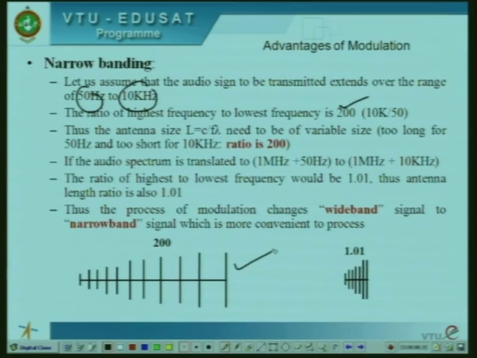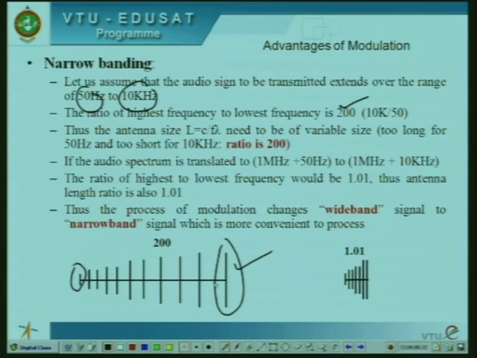Now the lowest element that you find in an antenna is able to receive a 10 kilohertz signal, and the longest element that you find over here on an antenna is able to receive a 50 hertz signal. So you need to have multiple elements on an antenna to receive all the signals from 50 hertz to 10 kilohertz.